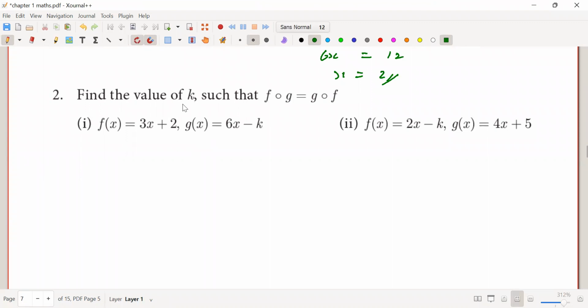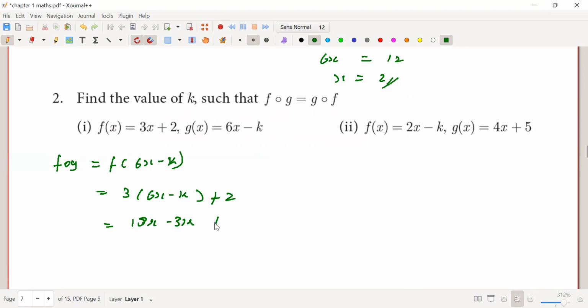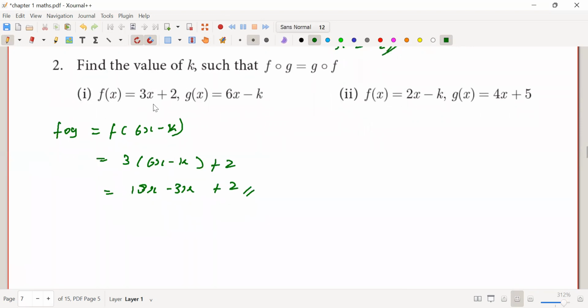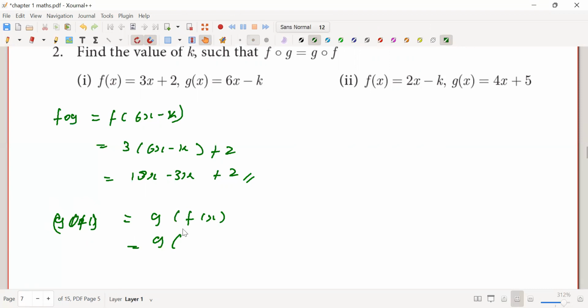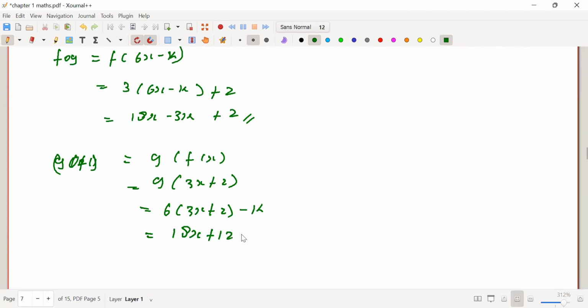Then this question. Find the value of k, if f of g equal to g of f. What is f of g? f of g of x is 6x minus k. So when I substitute in this, 3 into 6x minus k plus 2. So 18x minus 3k plus 2. That's it. Then g of f, equal to g of f of x, that is g of 3x plus 2. So substituting, 6 into 3x plus 2 minus k. So 18x plus 12 minus k.